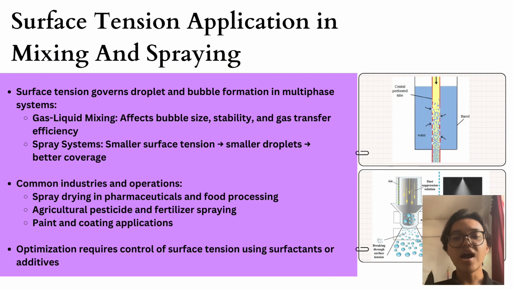For surface tension, the application is mixing and spraying. Surface tension affects how fluids form droplets and bubbles. This is very important in industrial processes, for example, in gas-liquid mixing systems like bubble columns and aeration tanks.